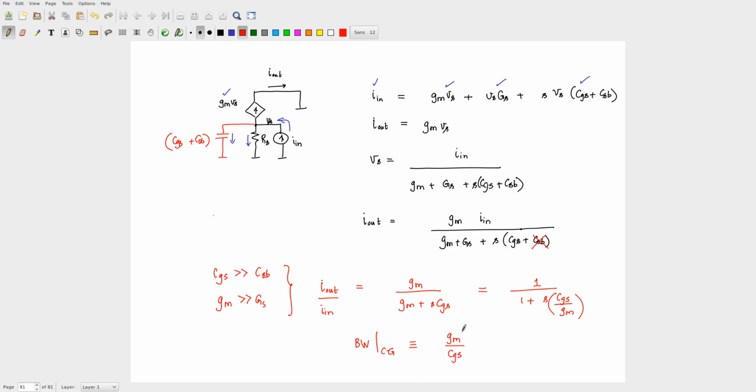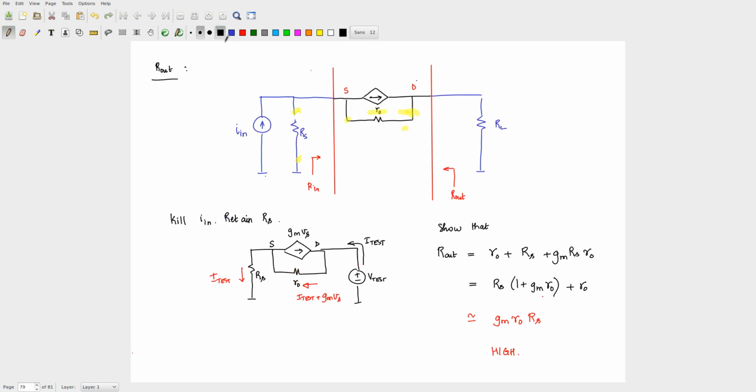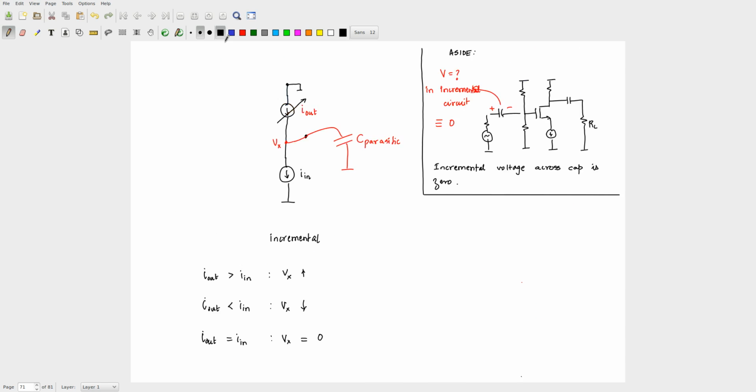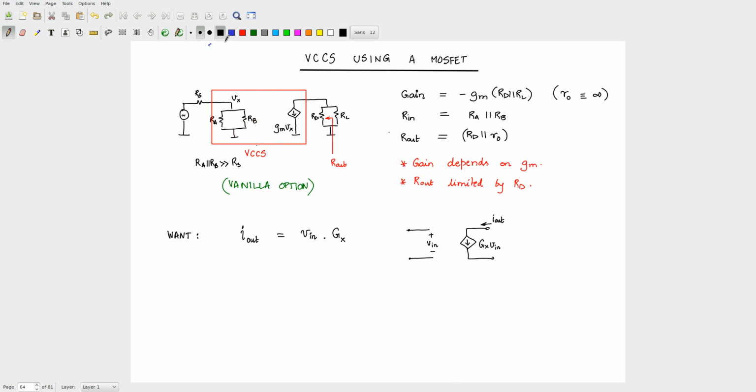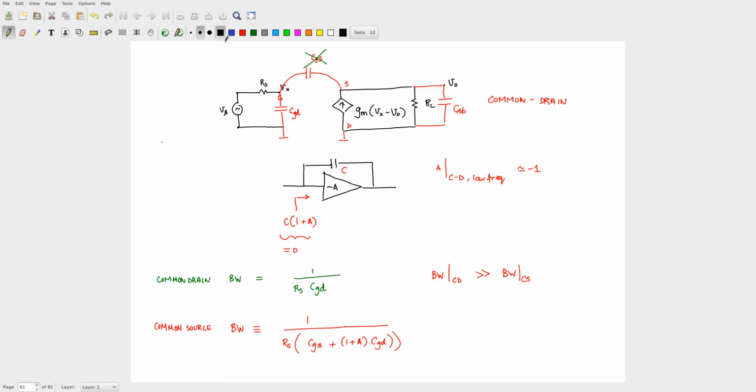Okay. Now can you tell me something about this bandwidth? Do you think this is more or less than the previous ones? Go back and see. What did we have? Somewhere we did it, right? Where did we do it? Here.